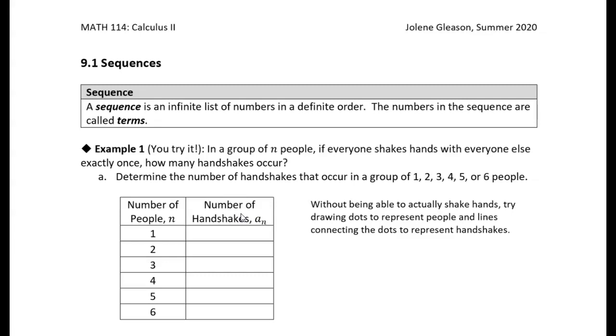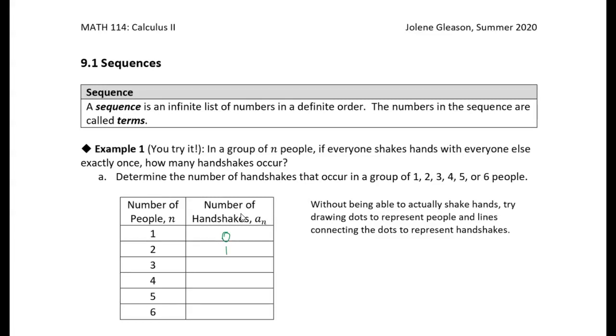Now, if you just have one person, as long as we're assuming they're not shaking their own hand, which makes no sense, we're going to say that 0 handshakes occur for one person. If you have 2 people, then you can have 1 handshake.